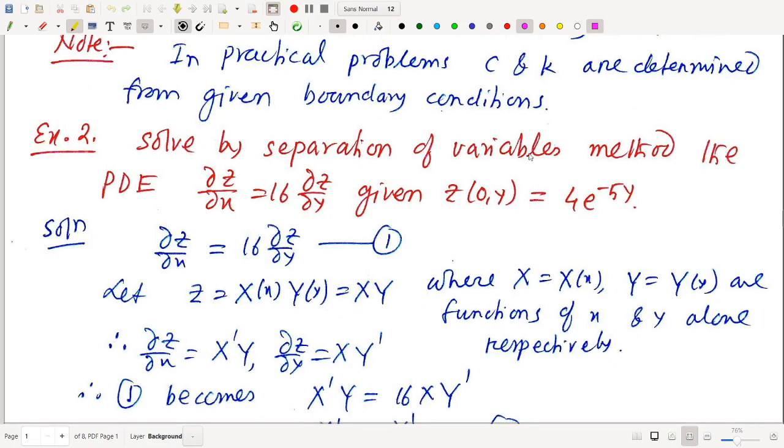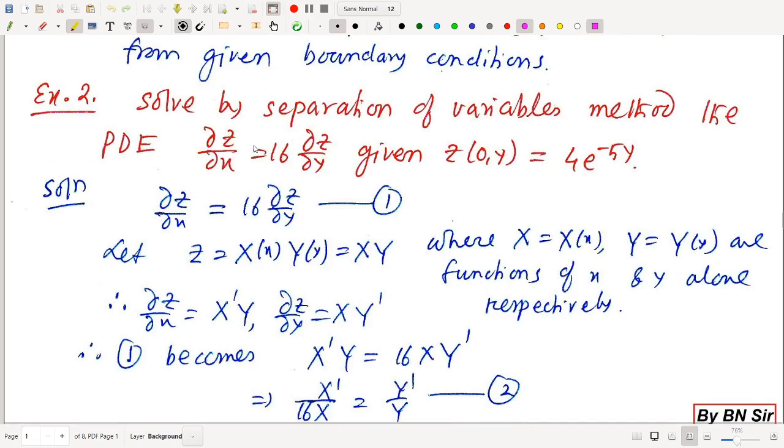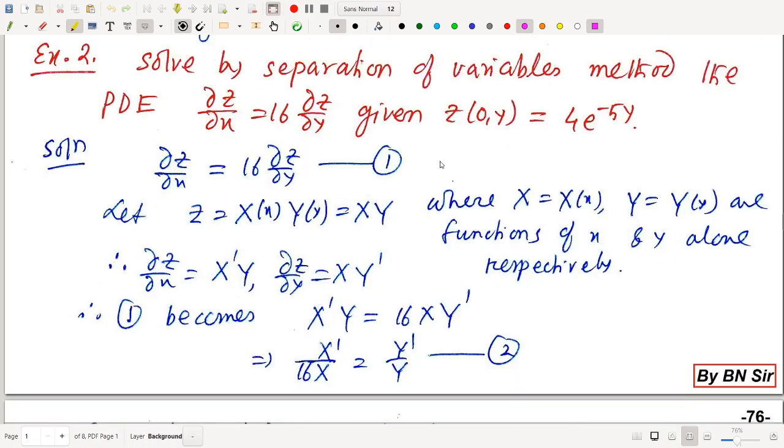Solve by separation of variables method the PDE del z/del x equals 16 del z/del y, given z(0, y) equals 4 e to the power minus 5y. The value of z at the point (0, y) is 4 e to the power minus 5y. Initial value problem. So del z/del x is 16 del z/del y.